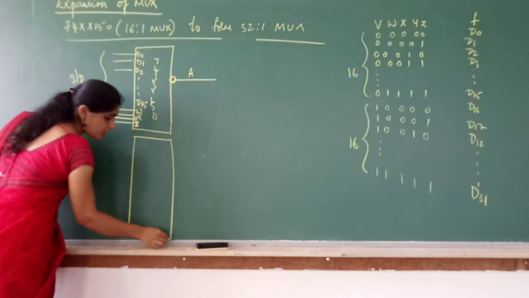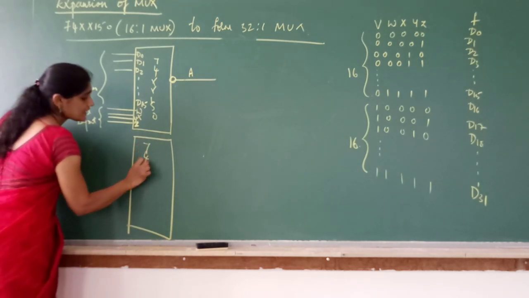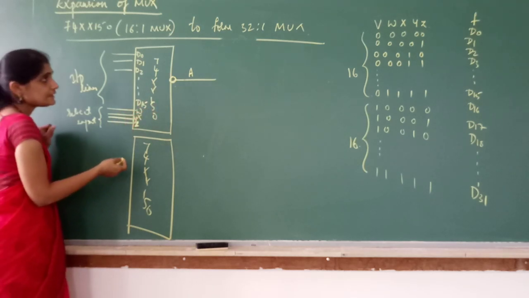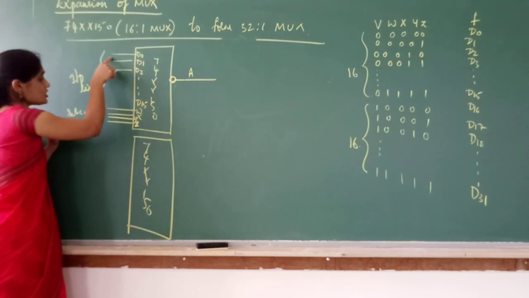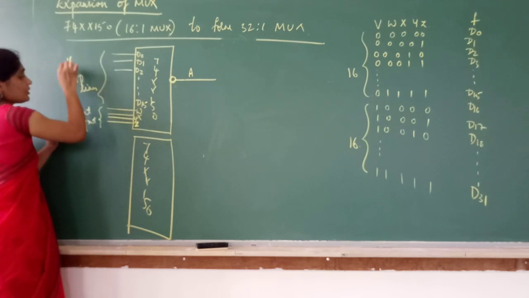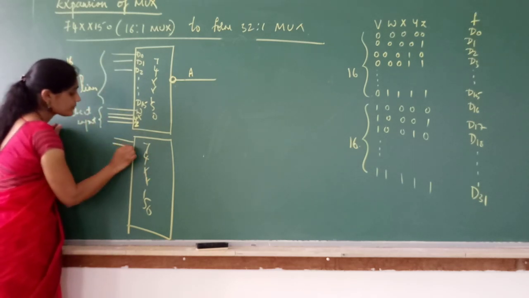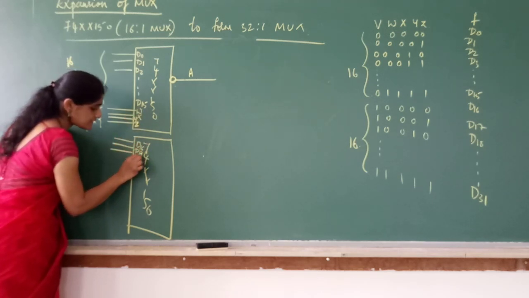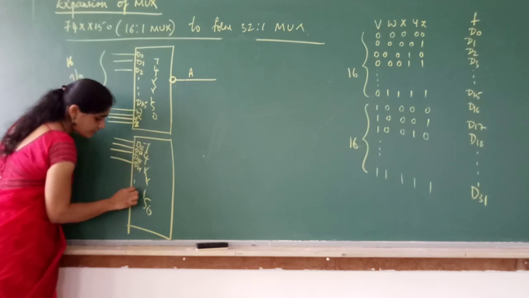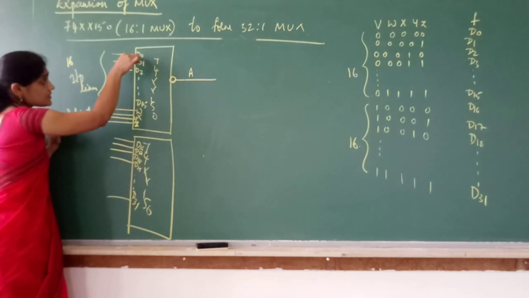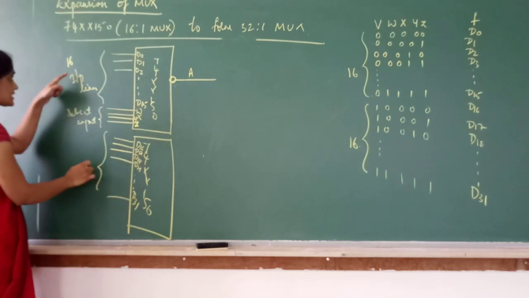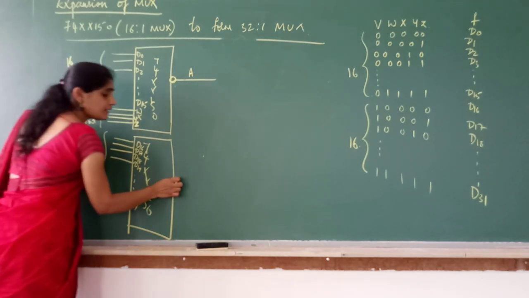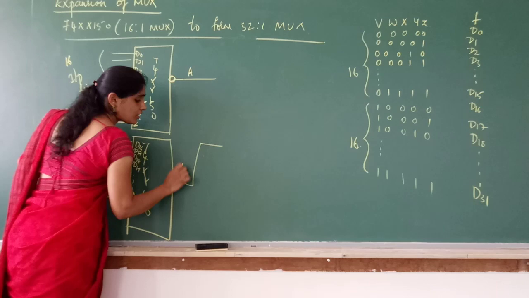So I will go for one more 74xx150 as I am forming the 32:1 mux. In a 32:1 mux, we will have 32 inputs. 16 inputs I already have here, so the second mux will have 16 more: D16, D17, D18, D19, same way till D31. From 0 to 31, 16 plus 16, so 32 input lines. Again, for this we will have one more output; let me call this B.